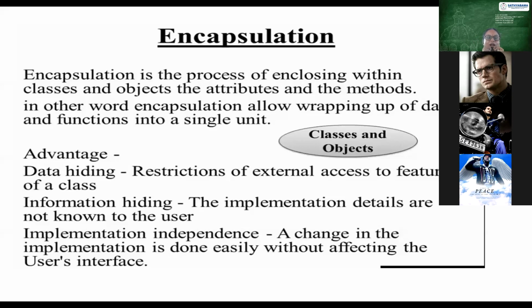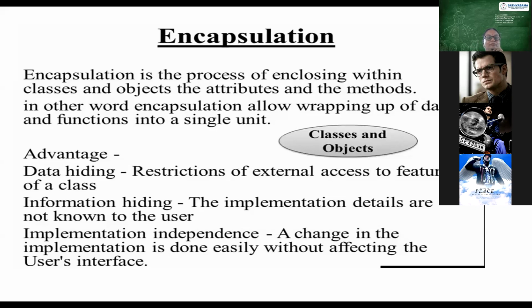So what will they do now? Data hiding. Data hiding means restricting external access to features of a class. We all know that if data is private, I cannot access it outside the class. If it is public, I can access it outside the class. If it is protected, only a derived class can access it. So that is the data hiding method.